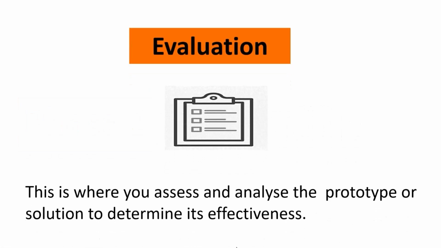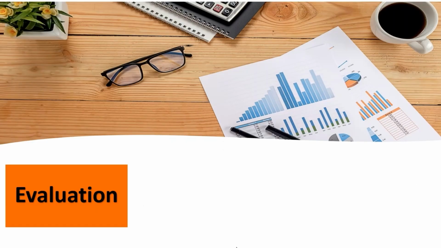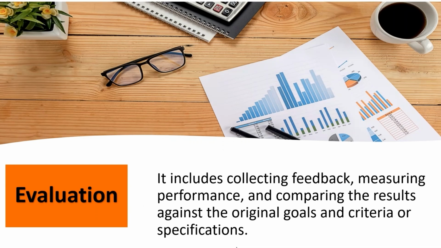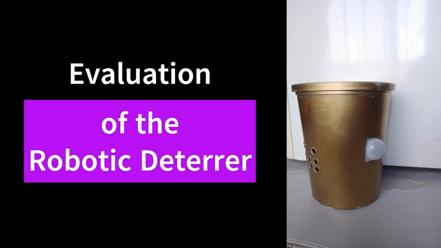Phase 2 of Stage 5, Evaluation. This is where you assess and analyze the prototype or solution to determine its effectiveness. Evaluation includes collecting feedback, measuring performance, and comparing the results against the original goals and criteria or specifications. Let's help the design team assess and evaluate the testing results of the performance of the robotic deterrer.